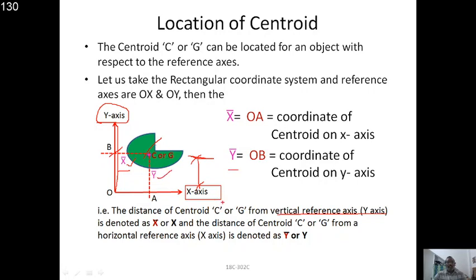So it is vice versa. If I am talking about the x-axis, then I will obtain y bar. If I am talking about the y-axis, then I get the value of x bar. So they are opposite to each other. Please understand this. Axis and coordinate are both opposite for the centroid references. If I am talking with the x-axis reference, then it is y bar. If I am talking with the y-axis reference, then it is x bar.